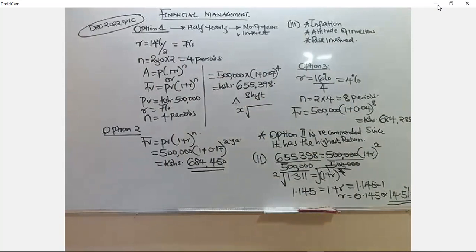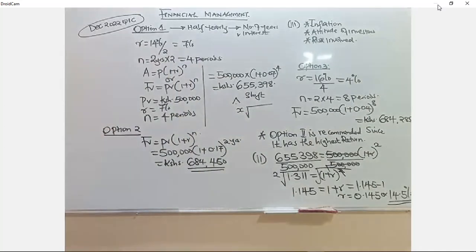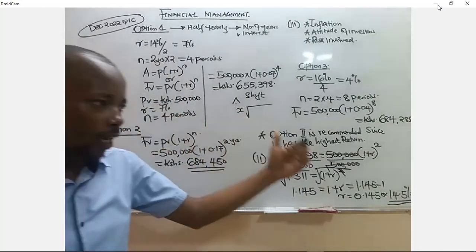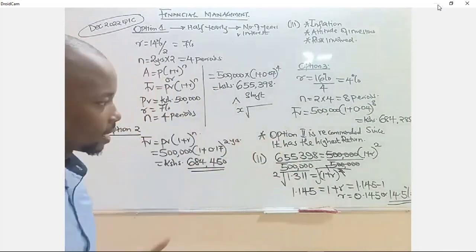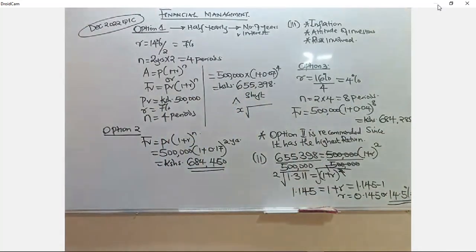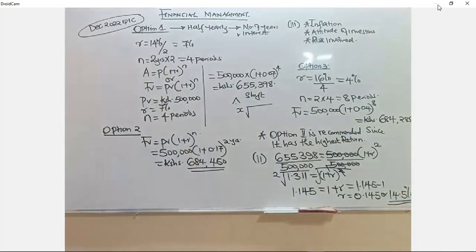Now I just want to look at another aspect. We said when we are dealing with money, we normally do compounding and we do discounting. When we were doing our calculation here, we were determining the future values. Now in discounting, we do the reverse. We have the future values and we want to determine the present value. That is the difference between the two: compounding determines the future, but discounting determines the present.